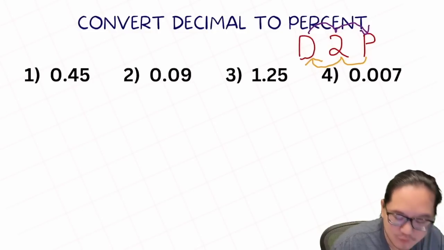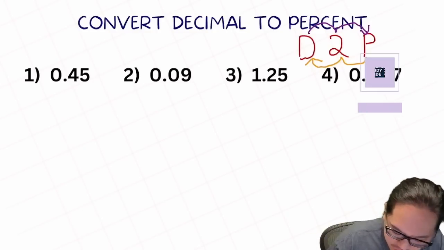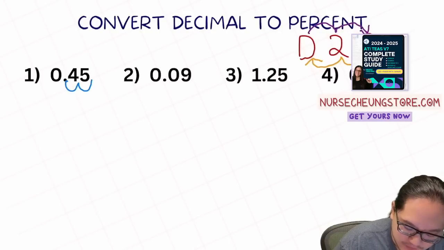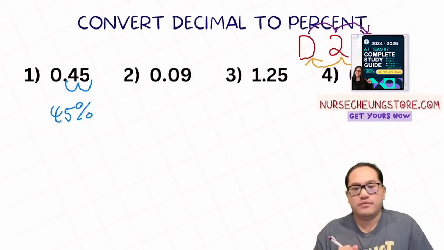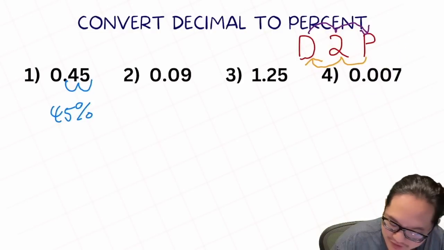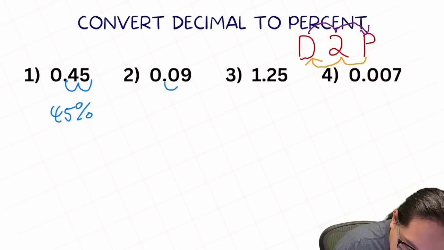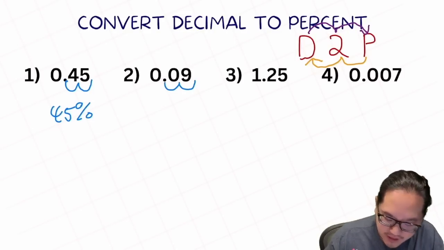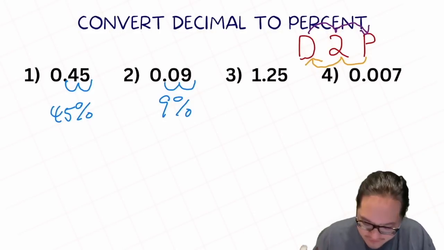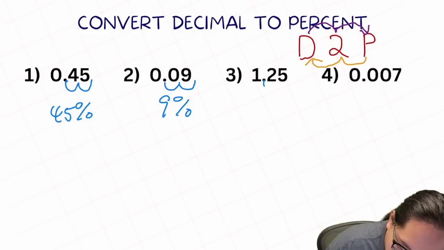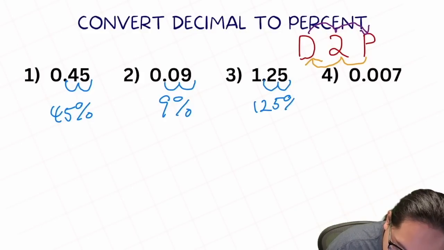So for the first one, we got 0.45. Based on this mnemonic, D to P, all we need to do is move the decimal 2 times to the right. We've got 45%. Now let's move on to the next one and see how this works again. 0.09. All we need to do is move the decimal 2 times to the right. We got 9%. Now the third one, 1.25. Once we move the decimal 2 times to the right, we will get 125%.